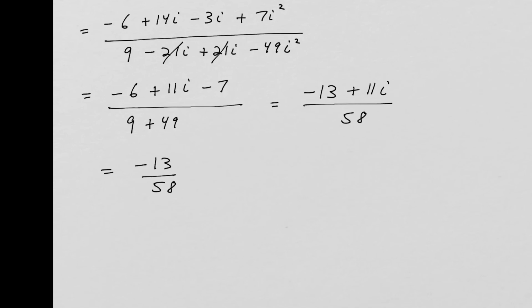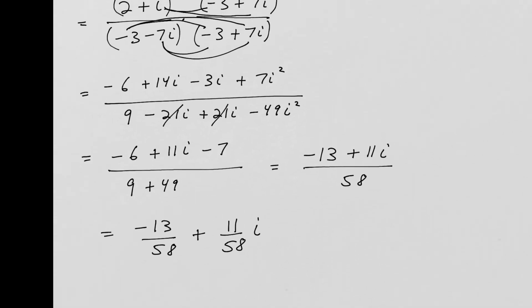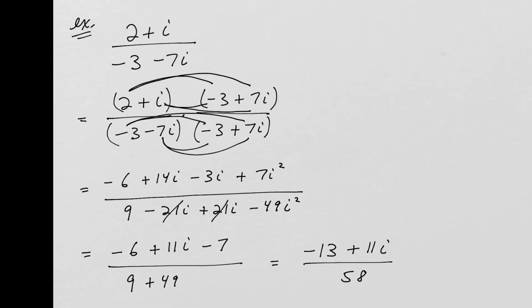That's my real part. Plus 11/58. That's my imaginary part times i. So that would be the answer. So I divided, again, two complex numbers by multiplying the numerator and denominator by the complex conjugate of that denominator, right? And it was the same number except I switched the sign of the imaginary part.